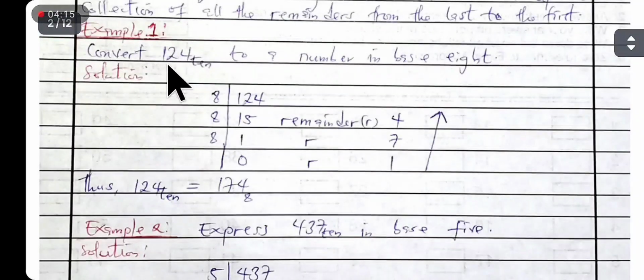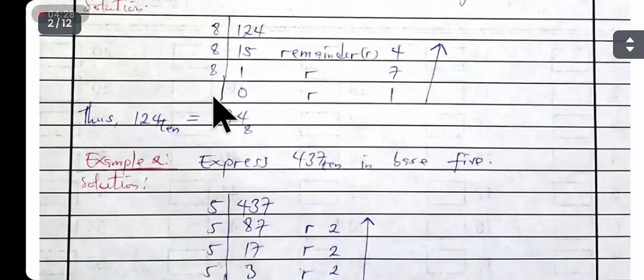Example 1, convert 124 in base 10 to a number in base 8. This number is in base 10 already. I want to convert it to base 8. So the solution: you write 124, and put 8 like you do when finding LCM. How many times can 8 enter into 124? It can enter 15 times, and the remainder will be 4. If you divide 124 among 8 people, they will get 15, and then the remainder is going to be 4. Instead of writing remainder in words, we'll be using small letter r to denote remainder.